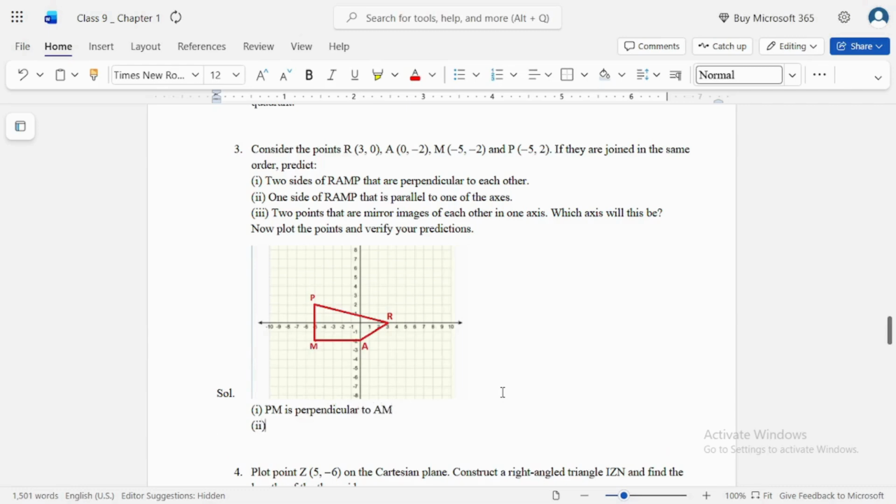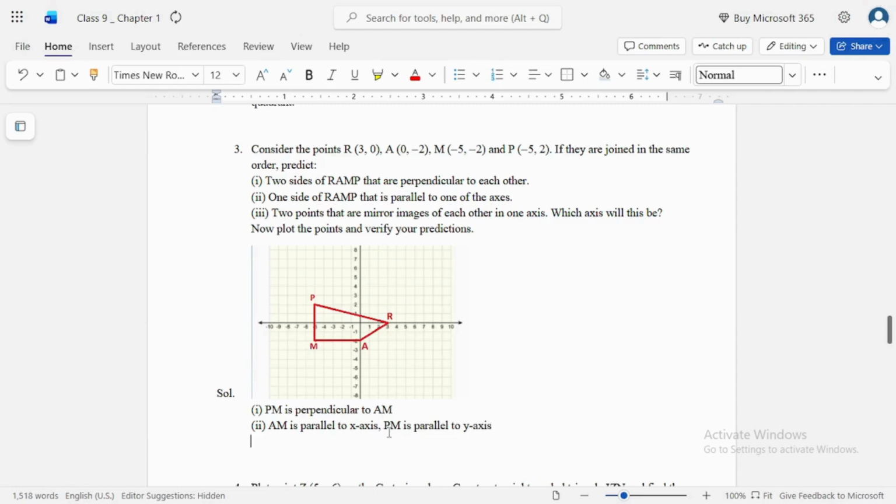Okay, coming to part number 2. One side of ramp that is parallel to one of the axes. Okay, so AM is parallel to x-axis, and PM is parallel to y-axis.